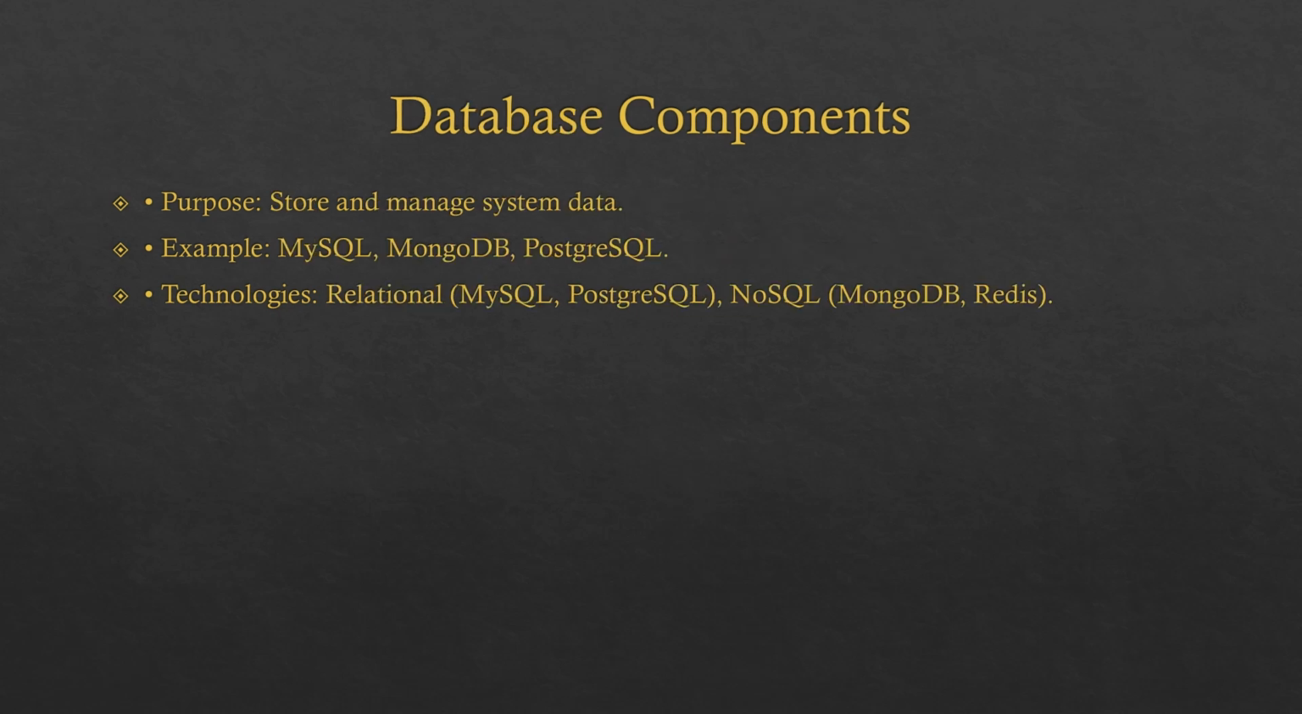Database components are responsible for managing data, whether it's user information, transactions, or other system-related data. Relational databases like MySQL or PostgreSQL are often used for structured data, while NoSQL databases like MongoDB are used for flexible, unstructured data.